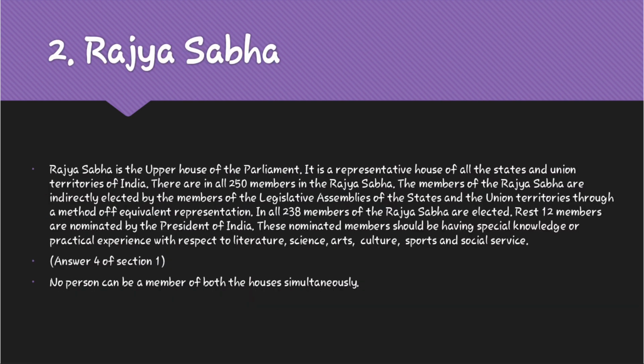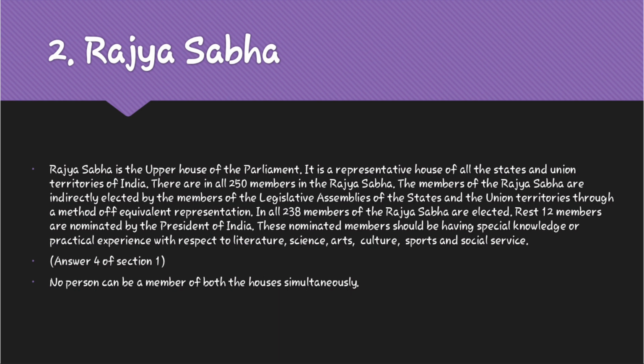Now we will be discussing Rajya Sabha. As we have discussed earlier, Rajya Sabha is the upper house of the Parliament. It is a representative house of all the states and union territories of India. There are in all 250 members in Rajya Sabha. Now please underline the next line. First important point is Rajya Sabha is the upper house of the Parliament.